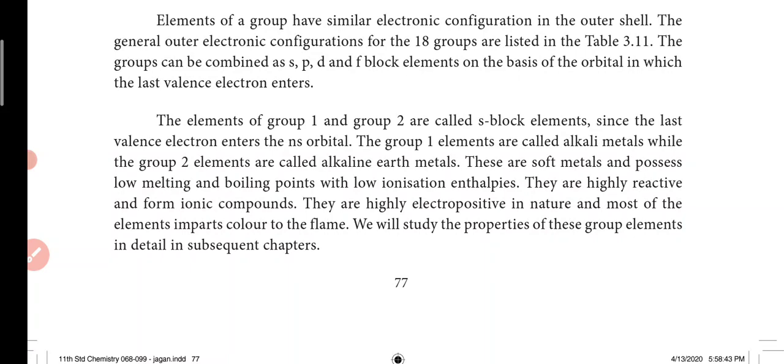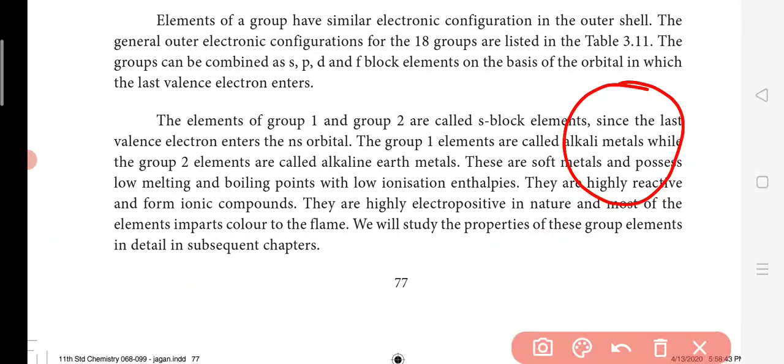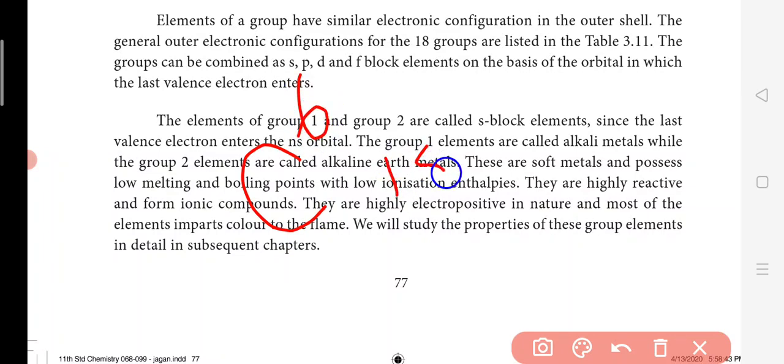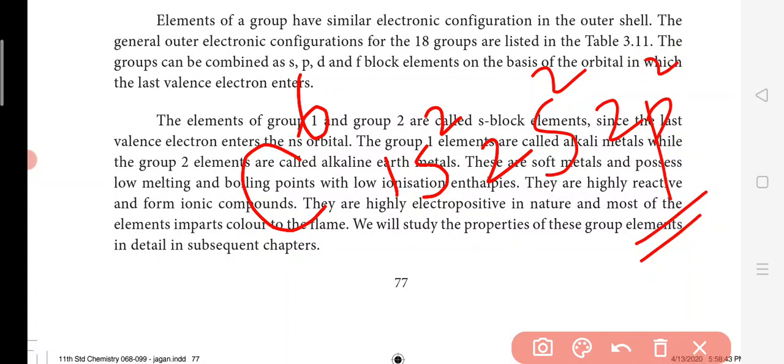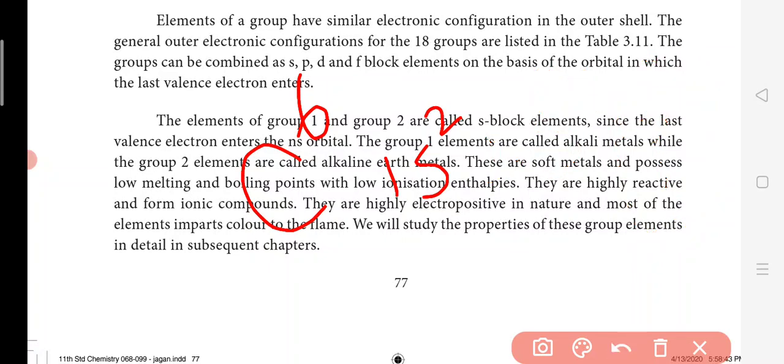For example, if you take carbon, its atomic number is 6. If you write the electronic configuration, 1s2 2s2 2p2, so the 6 electrons end in 2p. Since this completes in the p orbital, carbon is placed in the p block elements. Okay, so can you understand how they are placed in different groups?